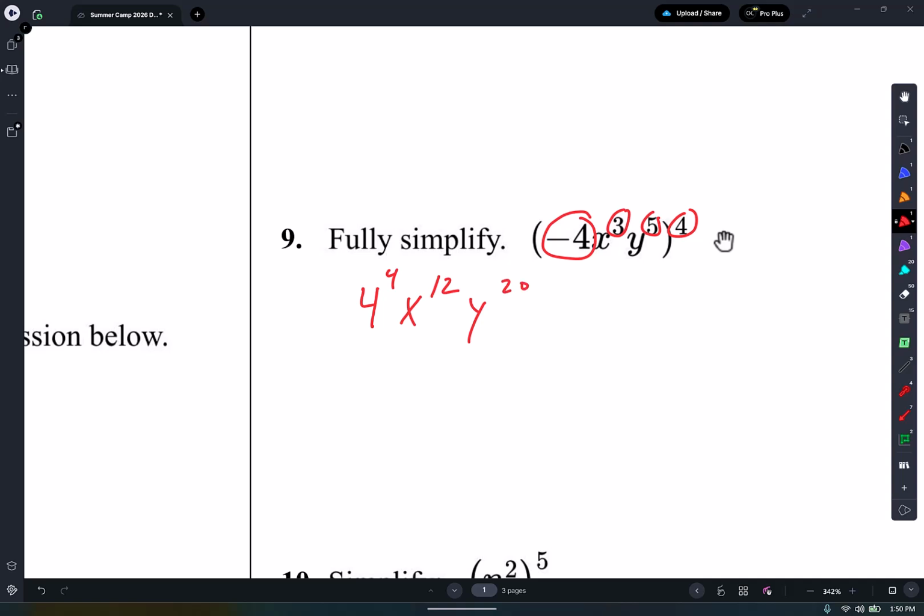All right, let's see. What is this 4 to the 4th? Well, 4 to the 4th, that's 4 times 4 times 4 times 4. Well, I know 4 times 4 is 16. So I have 16 times 16, which is 256. And there it is.